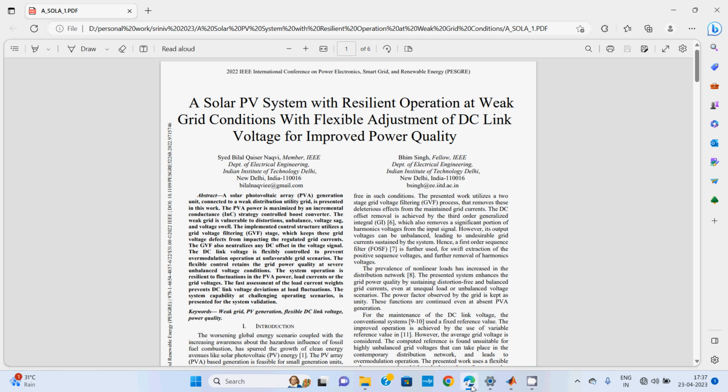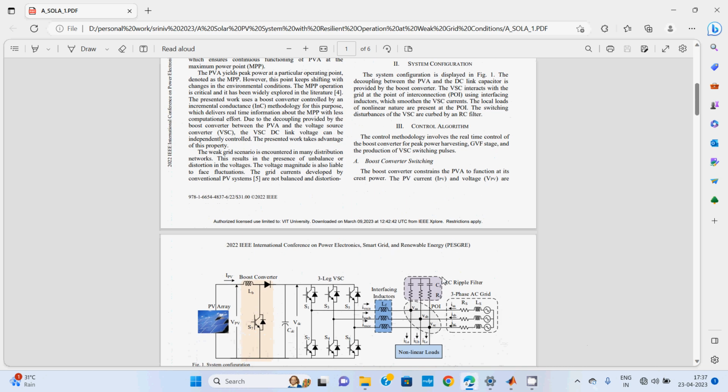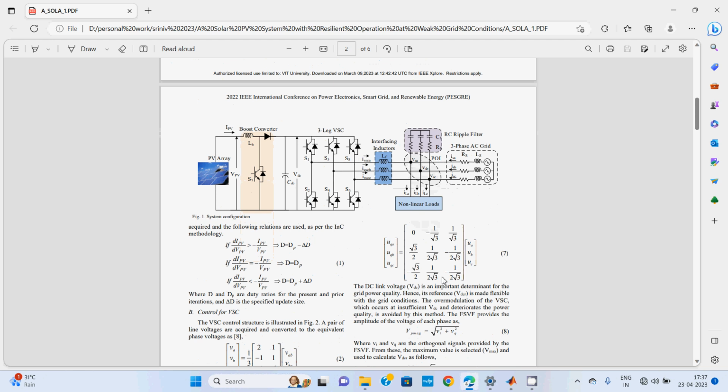So at that moment, what the proposed method is going to do, and also we are using advanced grid filtering parameters to improve the power quality. How we are going to perform all these things, I will show you here. So this is the block diagram.